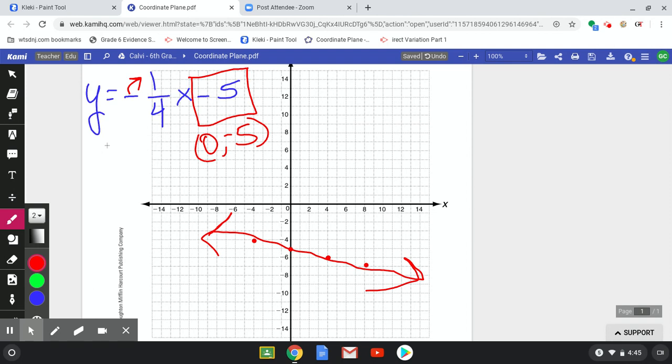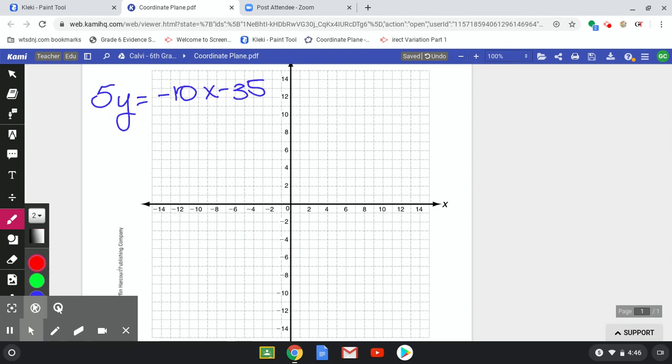All right, so let's practice converting an equation into slope-intercept form and then graphing. Okay, so I have an equation here, 5y is equal to negative 10x minus 35. Now, it's almost in slope-intercept form, but remember, my y has to be a 1y, and currently it's a 5y. So I need to get rid of this 5 in order for it to become a 1. So I'm going to divide.